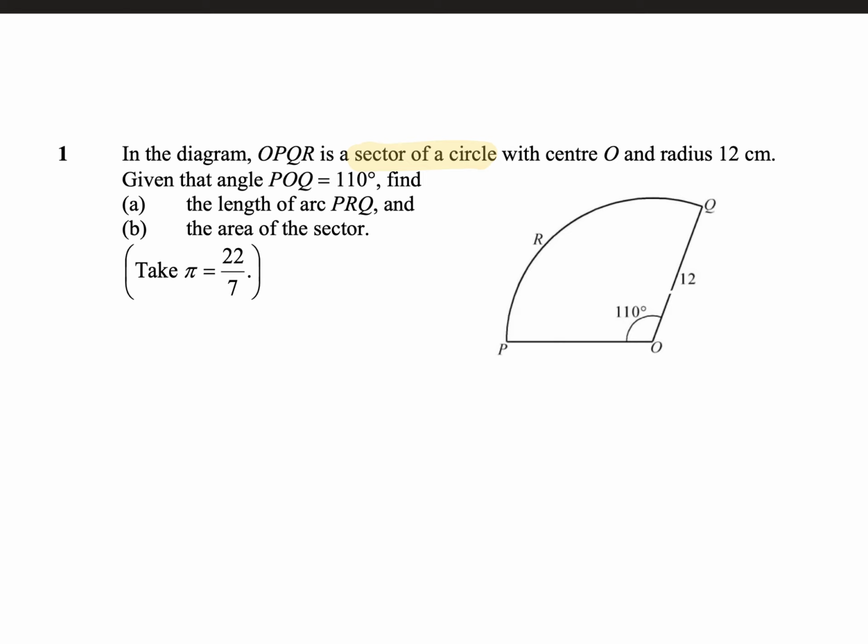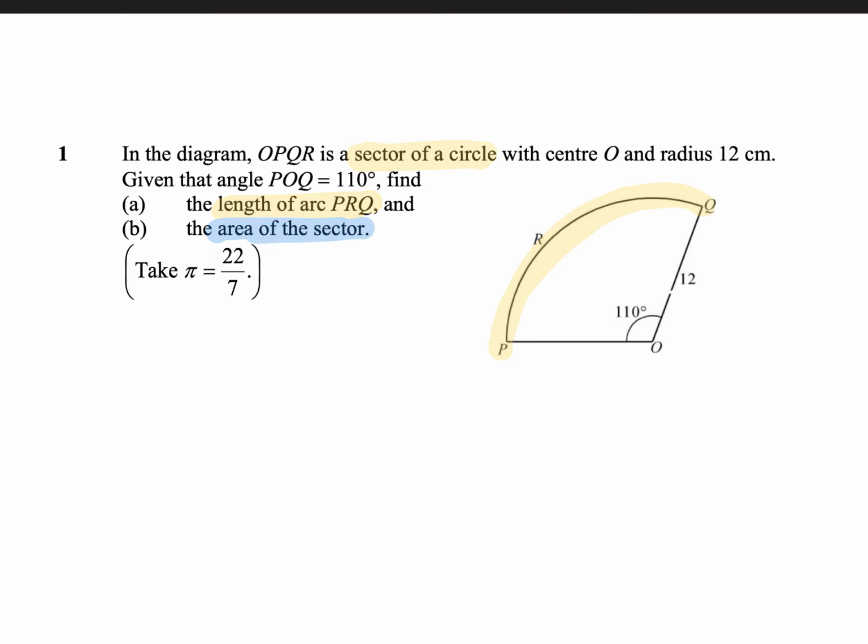And given that this angle POQ is 110 degrees, they want us to find number one, the arc length. So let's just highlight that. What's the arc length PRQ? And that really is this length. You can see PRQ. Arc length refers to the length of this arc. And number two, they ask us to find the area of the sector. And so let's just break down the question here.